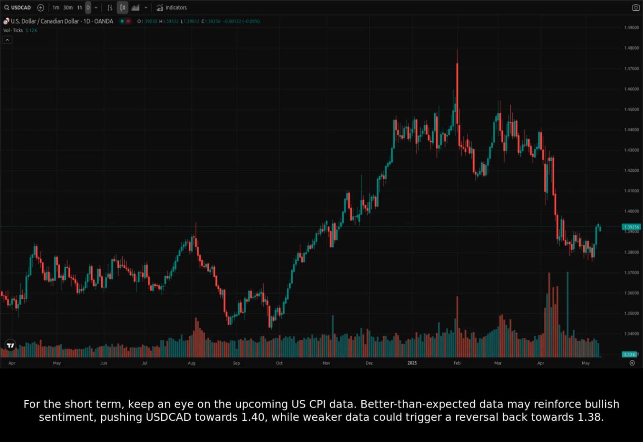For the short term, keep an eye on the upcoming US CPI data. Better-than-expected data may reinforce bullish sentiment, pushing USDCAD towards 1.40, while weaker data could trigger a reversal back towards 1.38.